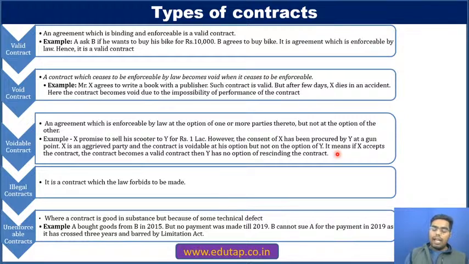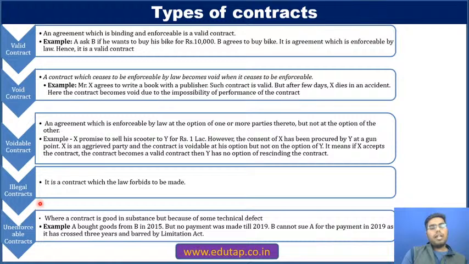I can make it void, I can make it valid. If I say that my free consent was there, then it will be valid. If I say my free consent was not there, then it will be void. So at the stage when the person has asked me and I have not given the answer, it is a voidable agreement. Clear? Voidable agreement is clear to you?